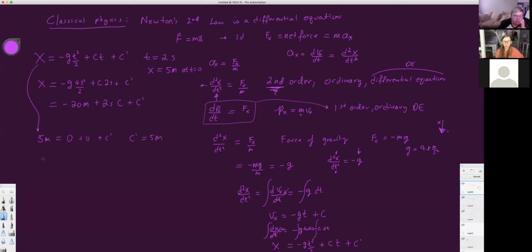So good. Now we can rewrite our equation. x equals minus g t squared over 2 plus c t plus 5 meters. Now can I tell him where his ball is at 2 seconds? No, because I still got a c. So what would that be, velocity? Yeah, let's use velocity. So let's say v equals 0 at t equals 0. So he drops it from rest. Sound good? Okay, wait a minute, we can't do that, right? We don't have any v's in this equation. What should we do?